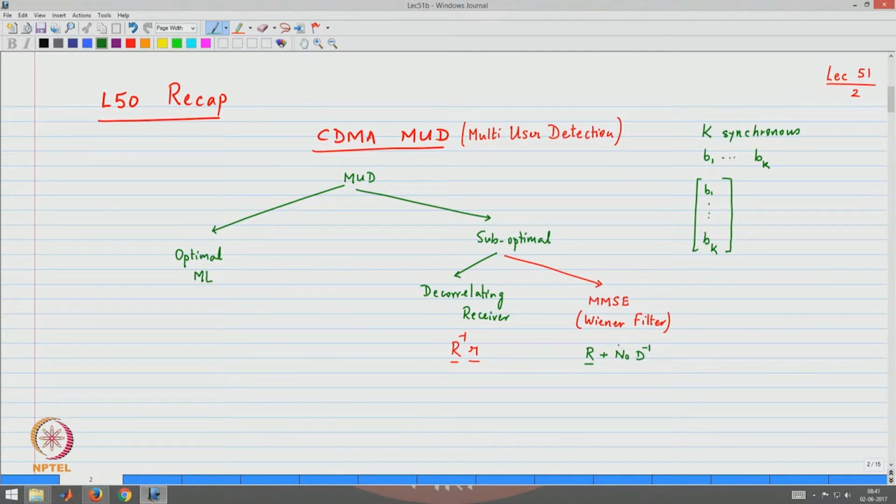Noise, N naught, times the D inverse, D representing a diagonal matrix with the energies of the different transmitted signals, inverse. So, notice that when N naught is small, it converges to the decorrelating receiver, and when N naught is large, it gives you a solution which is different from the decorrelating receiver and turns out to be the best. Anything in between, neither the very low noise nor the very high noise, we find that the MMSE receiver is a good solution for us, and we get the decision statistic B hat equal to A times R, where A is given by this matrix.